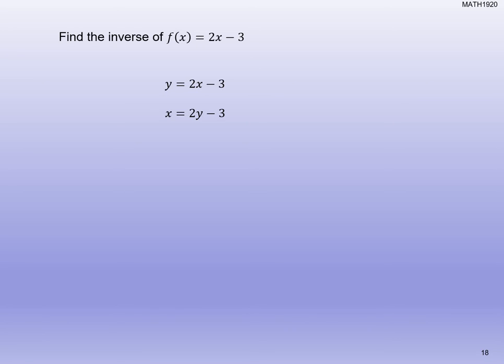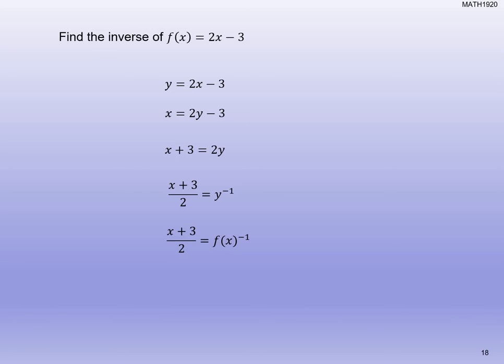All right, so I literally swapped x and y, and now we're going to solve for y. We add 3 to both sides, so x plus 3 equals 2y. Then divide both sides by 2. We call that y inverse, and then I'm going to put it back into function notation. So f of x inverse is equal to (x plus 3) divided by 2.